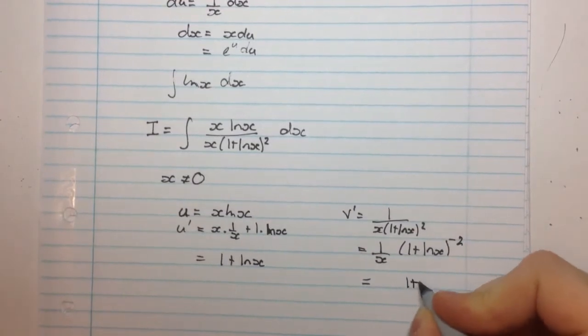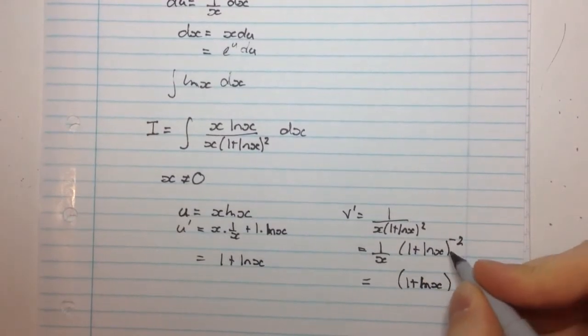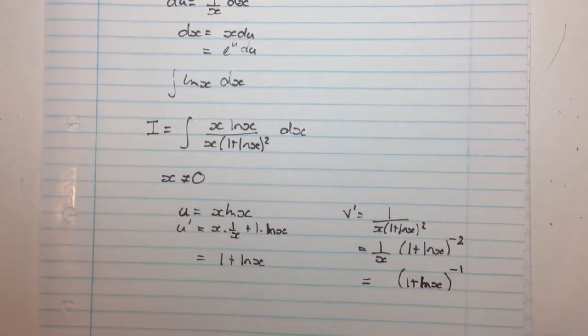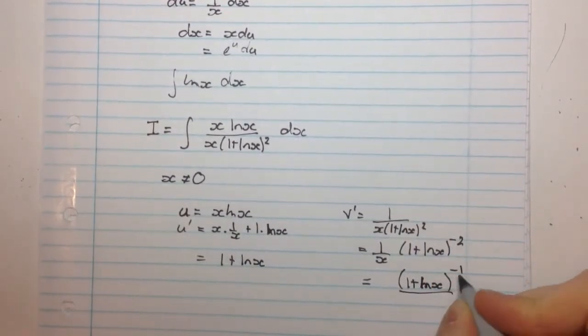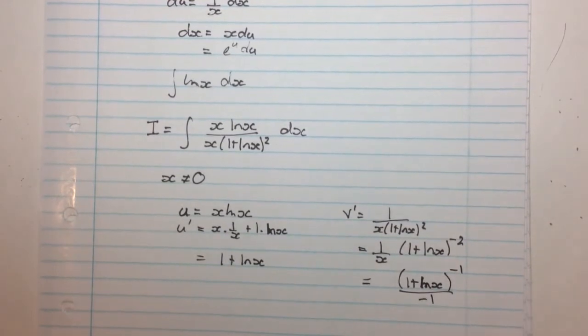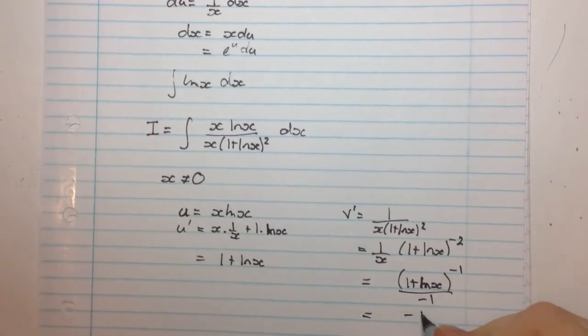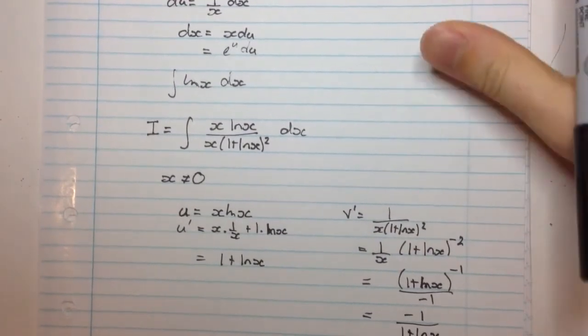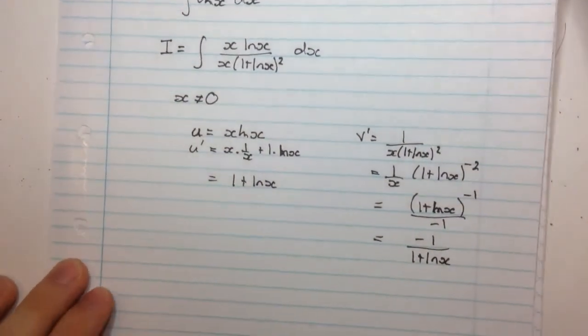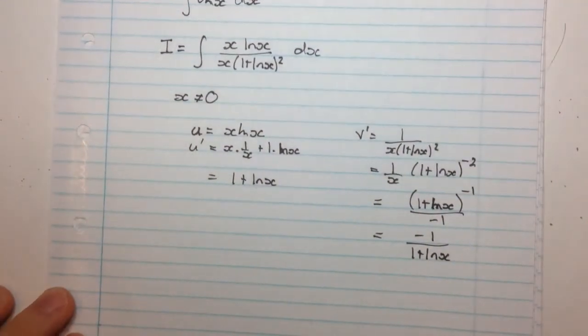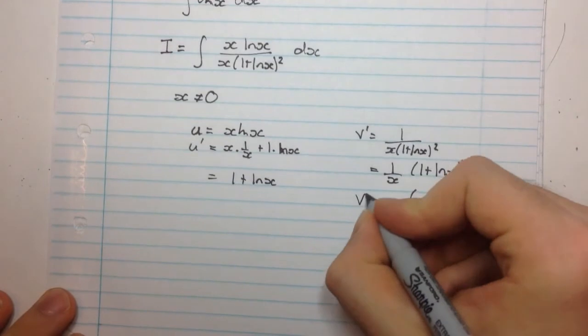That's going to be 1 plus log x, that's our function, raise the power by 1, so minus 1, and divide by that new power, so it's divided by negative 1. Just rewriting this nicely, it's going to be minus 1 over 1 plus ln x. Okay, great, that's v.